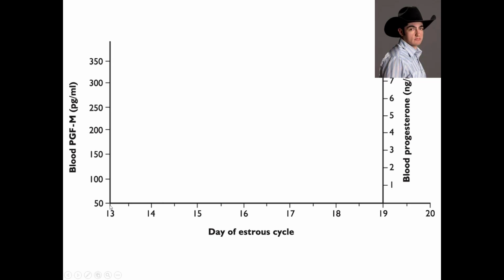And notice we aren't looking at a full cycle. We're looking at about day 13 to day 19. On the y-axis over here, we actually have the prostaglandin F2 alpha level. And then on the z-axis over here to the right, we have the progesterone level. The progesterone level towards the end of diestrus, so day 13, 14, and 15, is going to be very, very high. And then it's going to start to taper off around day 15 and a half, 16, and 17.